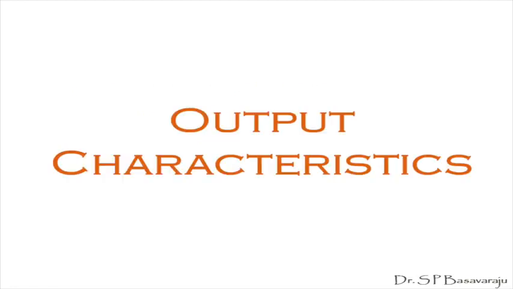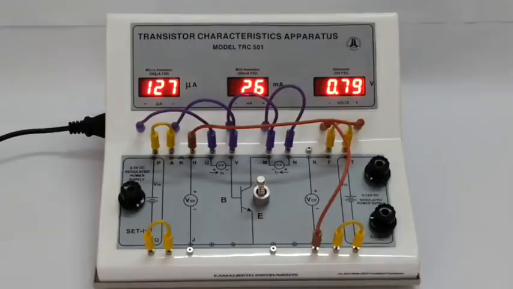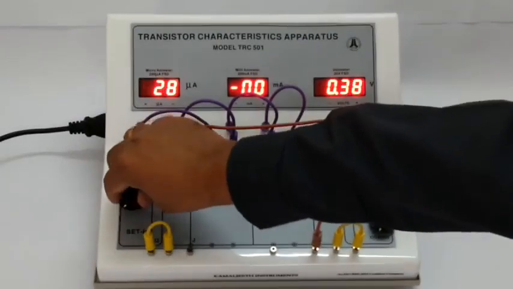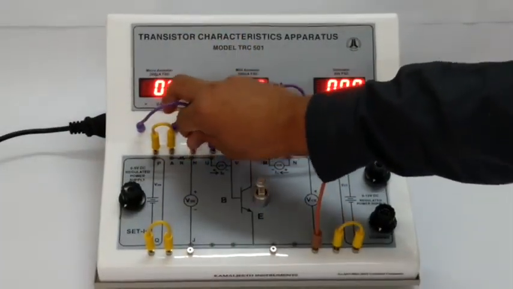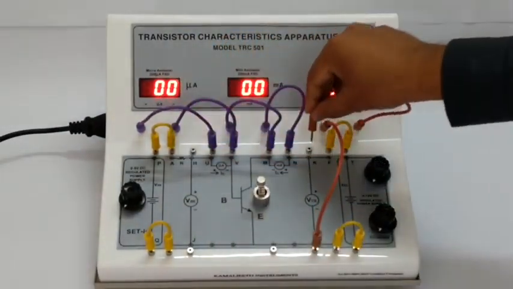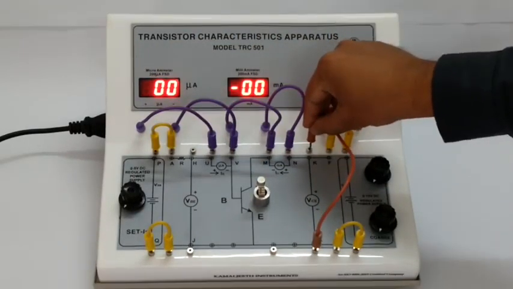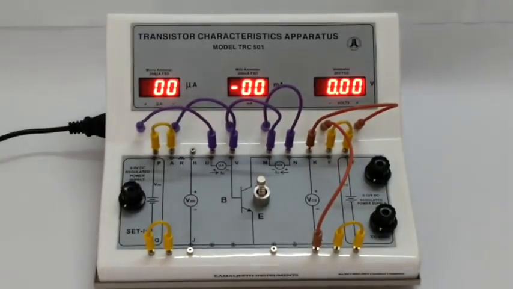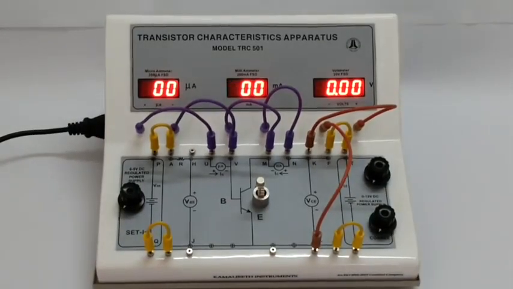Now let us see about the output characteristics. Turn all the knobs to their minimum positions. There is only one connection to be made now, which is actually a reconnection of the voltmeter. The lead connected from voltmeter to the positive point on the circuit in the input side is disconnected, and the same lead is connected to the positive point on the output side. Now the voltmeter measures VCE.